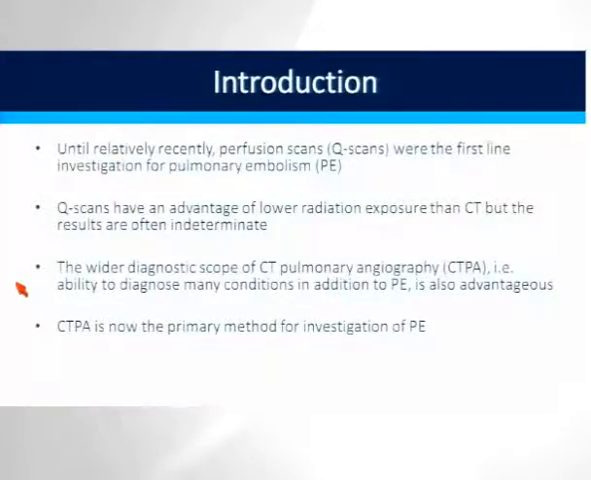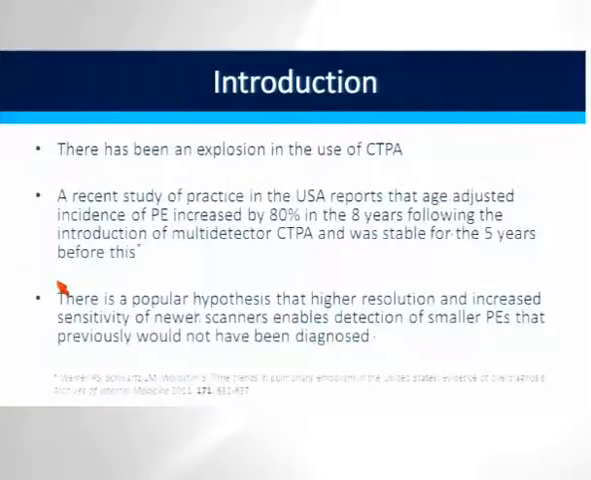Until relatively recently, perfusion scans or Q scans were the first-line investigation for pulmonary embolism. They have the advantage of lower radiation exposure than CT, and we still use them quite frequently for younger patients or pregnant patients. However, the results are often inconclusive or indeterminate. CT has a wider diagnostic scope and allows diagnosis of conditions other than pulmonary embolism, and really has become the primary method for the investigation of PE. And there's been a well-documented explosion in the use of CTPA.